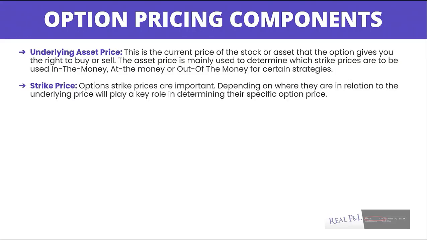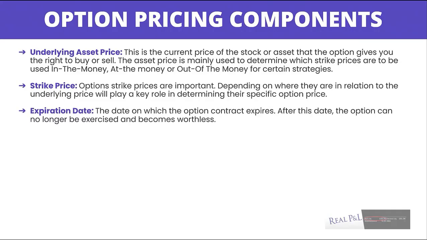The strike price. Option strike prices are important. Depending on where they are in relation to the underlying price will play a key role in determining their specific option pricing. Expiration date. The date on which the option expires. After this date, the option can no longer be exercised and becomes worthless.